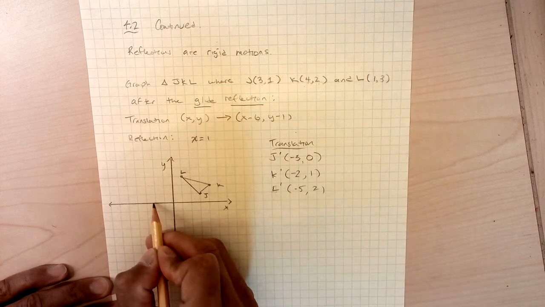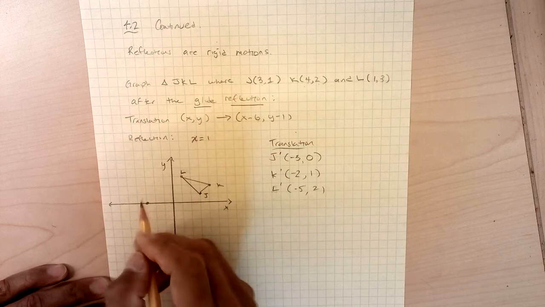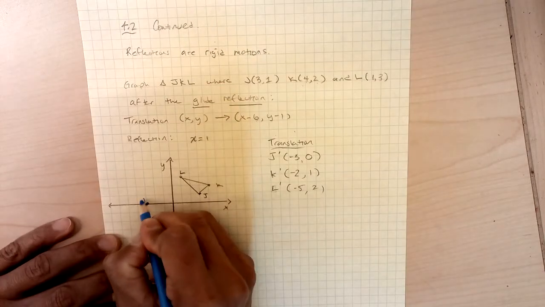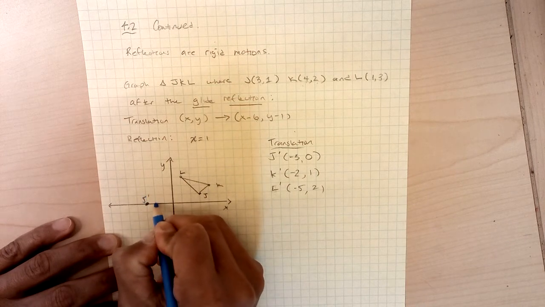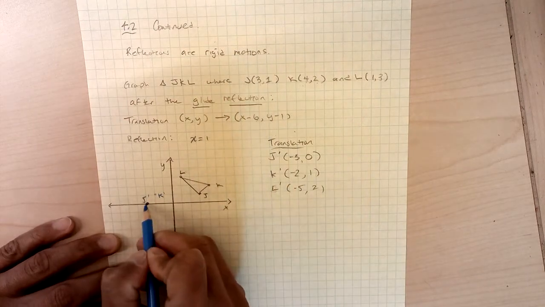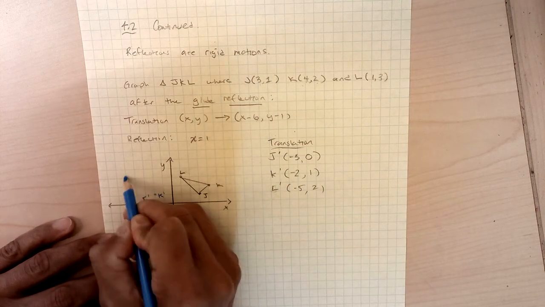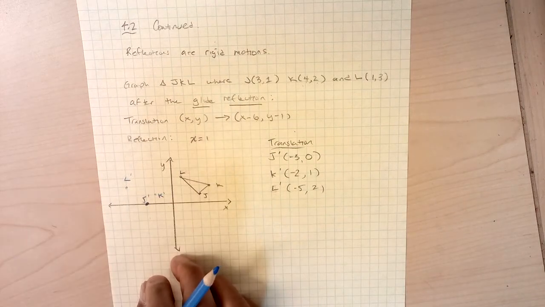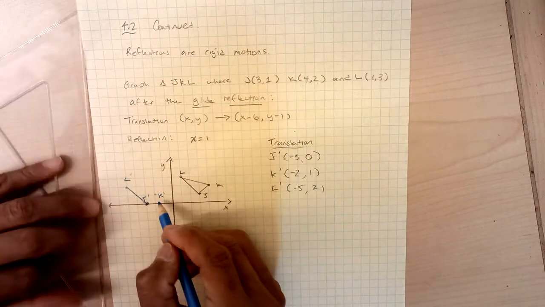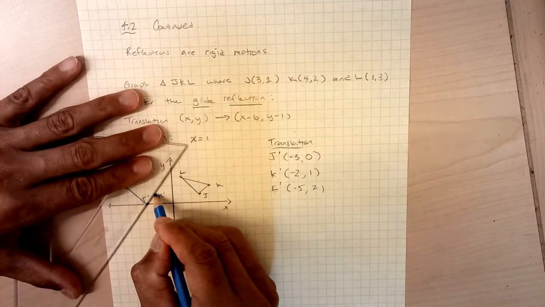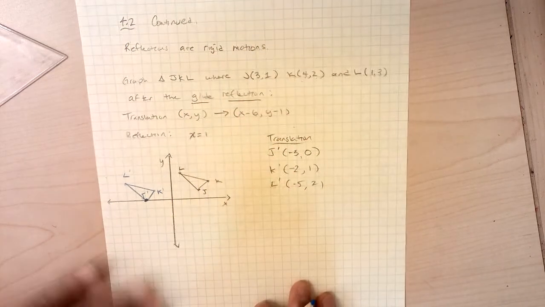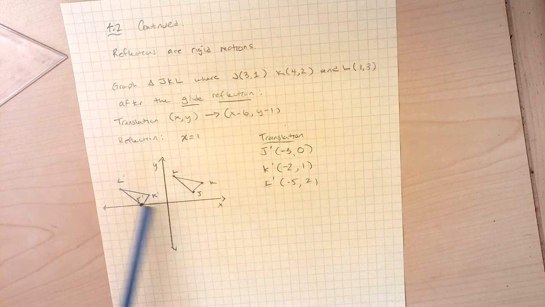So then I can graph each of those points. For J prime, I'm actually going to use a different color so you can see it a little bit better. So here's J prime, K prime, negative 2, 1. And then L prime, negative 5, 2. And if you recall from 4.1, a translation is a rigid motion. So what should happen here is that triangle J prime, K prime, L prime should be congruent to JKL. This is the image, this is the pre-image.